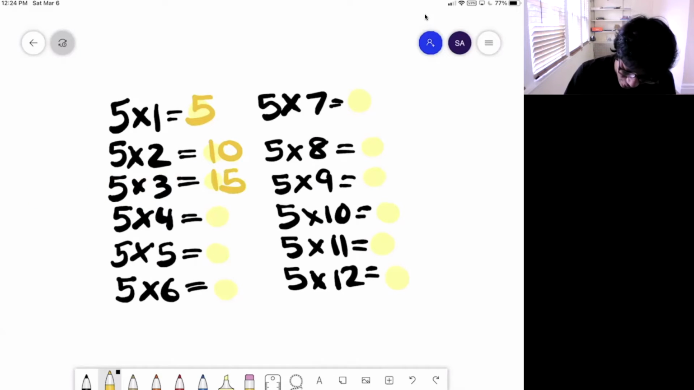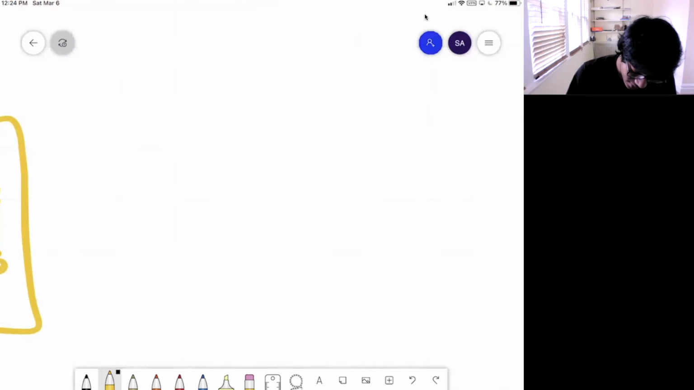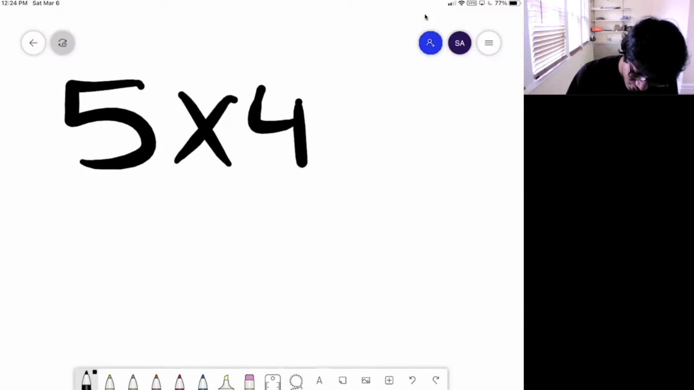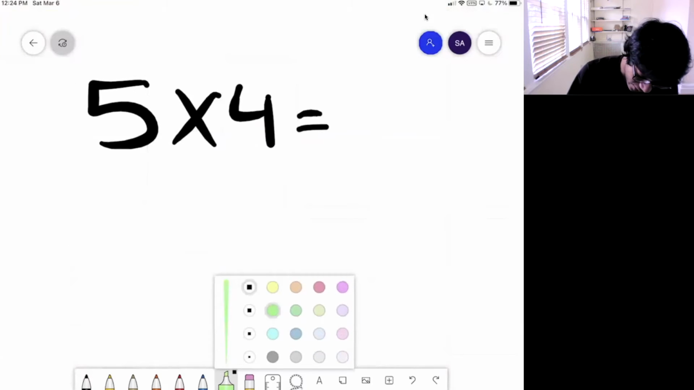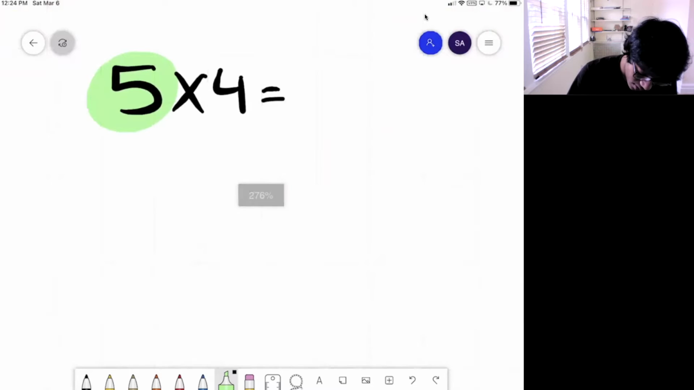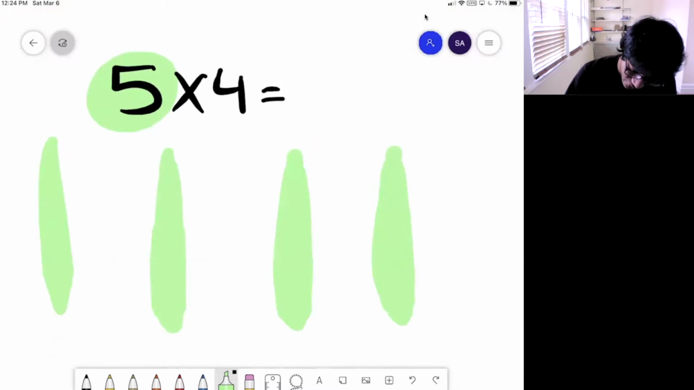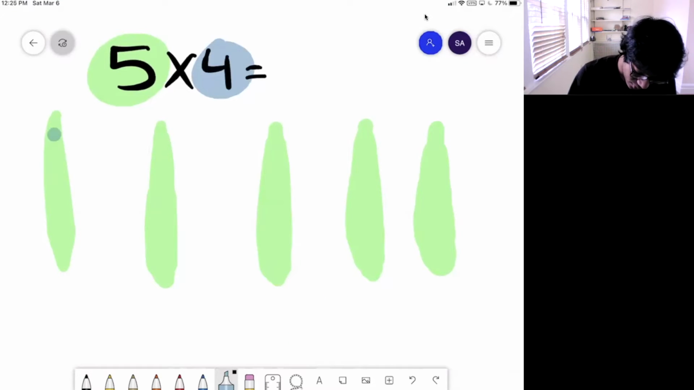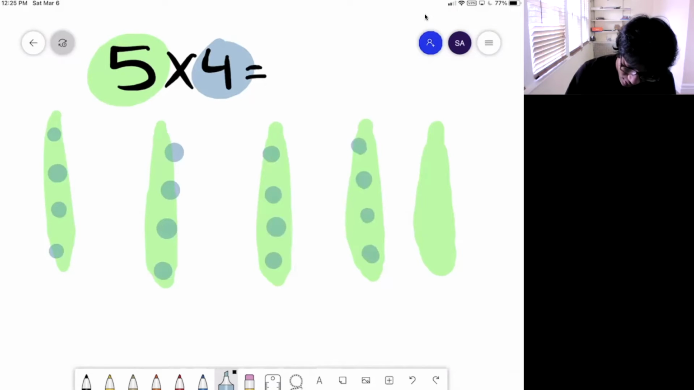Now let's do 5 times 4. Let me write that 15 nicely. You can probably write better than me. So 5 times 4, let's do it right over here. 5 times 4 equals. I'm going to have 5 columns again: 1, 2, 3, 4, 5. And in each column, I'll have 4 dots: 1, 2, 3, 4. And now count up how many dots in this whole shebang.